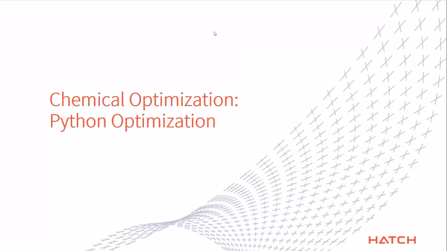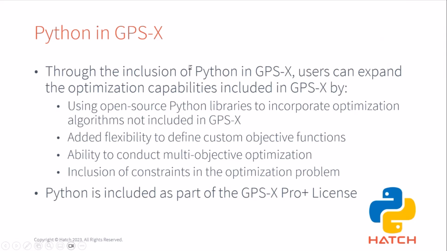As Spencer mentioned, I'm going to take a look at doing Python optimization to do chemical optimization in GPSX. First, a little bit of background about why you would want to do Python optimization in GPSX. By including Python in GPSX, you have the ability to expand upon the optimization capabilities that are included in GPSX out of the box. For example, you can use Python to add additional optimization algorithms that may not be included in the base version of GPSX. Those can be your own optimization algorithms where you've written the Python code, or you can take advantage of the wealth of open source Python libraries available to you.